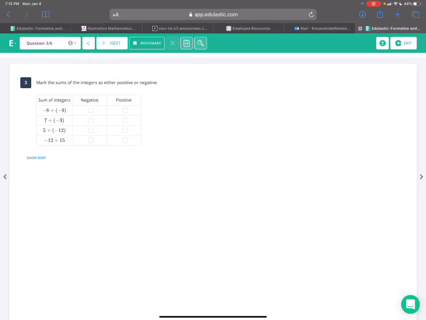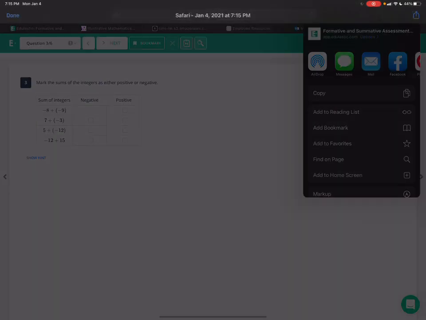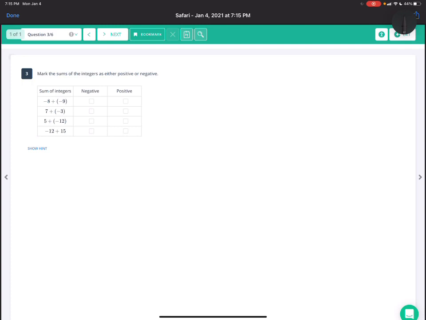Okay, guys, let's look at question 3. It says mark the sums of the integers as either positive or negative. Now, you have to understand that the sum is the answer to an addition problem. So basically what they're asking you is which expression value, or the answer to these expressions, will be either negative or positive, okay? So let's look at the first expression, which is -8 plus -9.